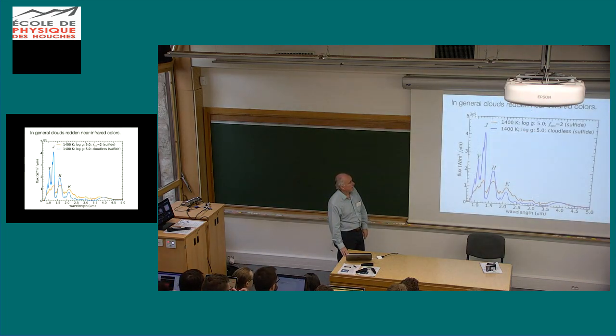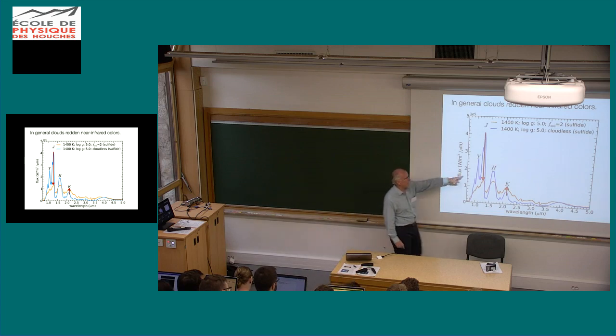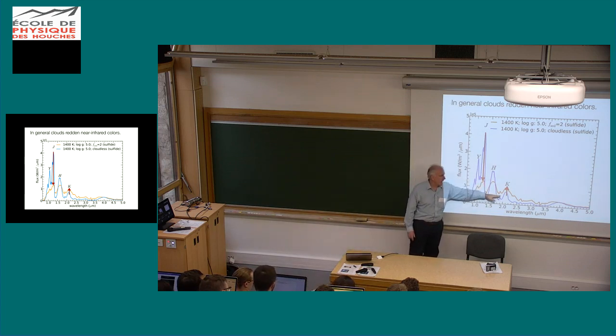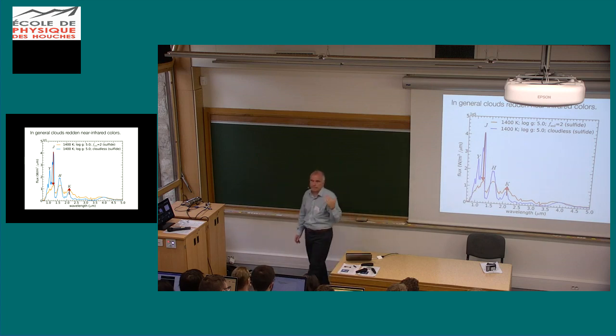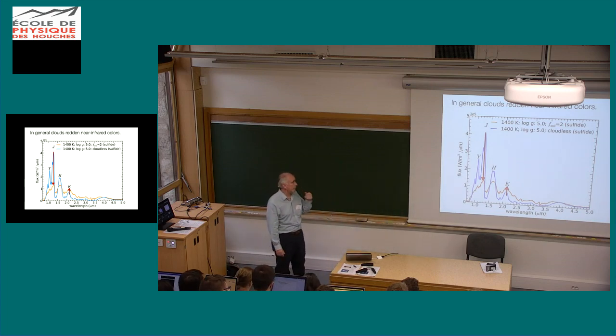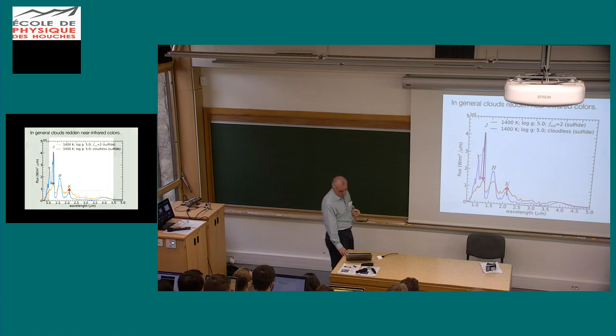And here's an example showing models. Blue is a cloudless model, and brown is a cloudy model. You can see that here in J band, it's shaved off the peak quite a bit, and it's brightened up, for example, K band. So in general, you can think of clouds as making the near-infrared, in particular, a little bit redder.